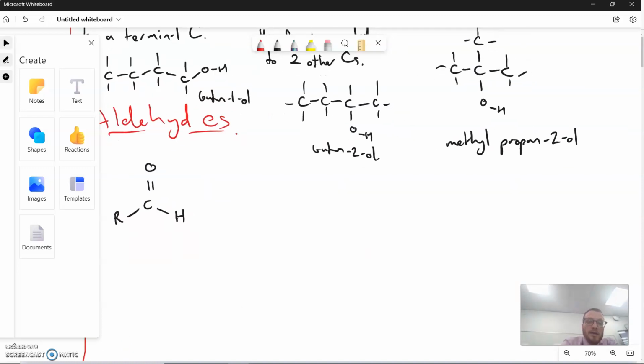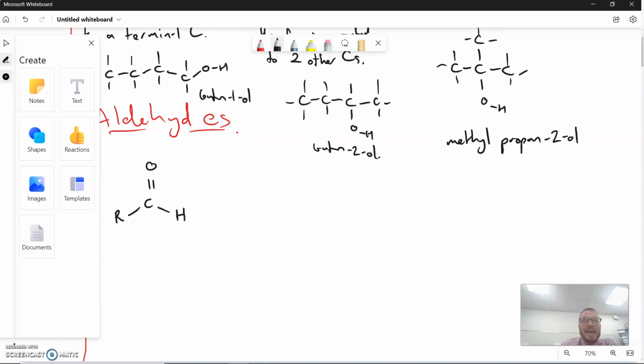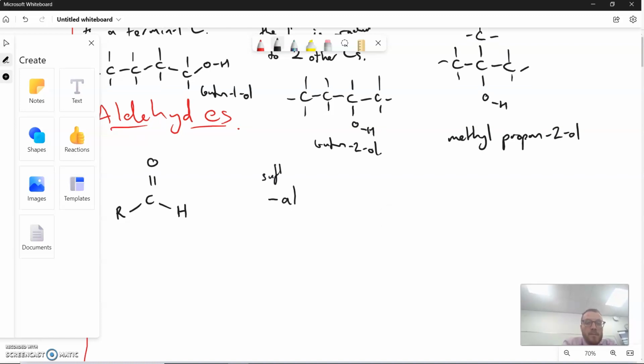Well, in terms of naming, you don't need to name aldehydes, but just for your reference, it will have the suffix -al. So ethanal as opposed to ethanol, right? Ethanol has the OH, ethanal is the aldehyde functional group.